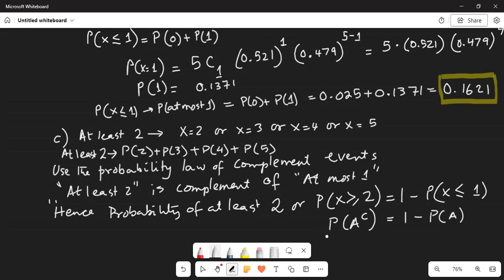So probability of x greater or equal to 2, in this case, we have already found probability of at most 1 in part B. It is 1 minus 0.1621, and that is equal to 0.8379. So that's your answer for at least 2. Let me highlight that.